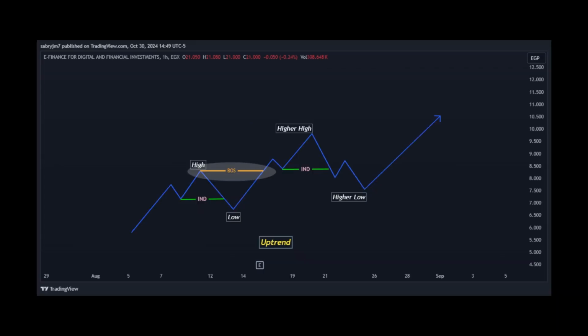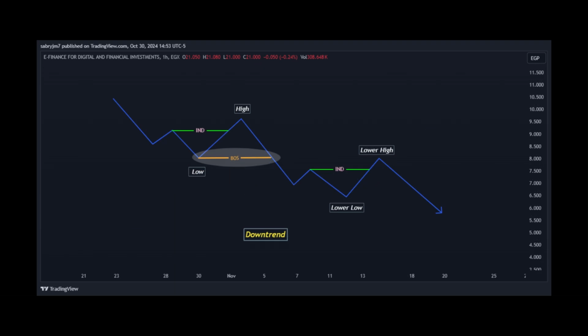After discussing how to identify highs and lows, it's time to dive deeper into some important terms. First, break of structure in an uptrend. As we have learned, an uptrend forms when a high is higher than the previous high and a low is higher than the previous low, which is the crucial condition indicating the continuation of the trend. When the previous high is broken, this is simply called break of structure, which means the uptrend is continuing.